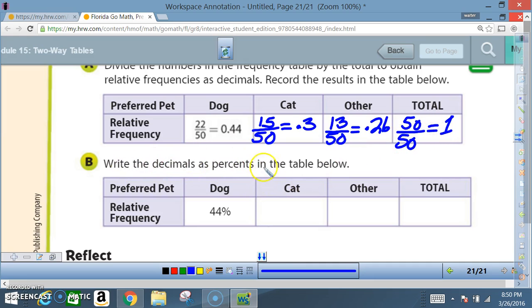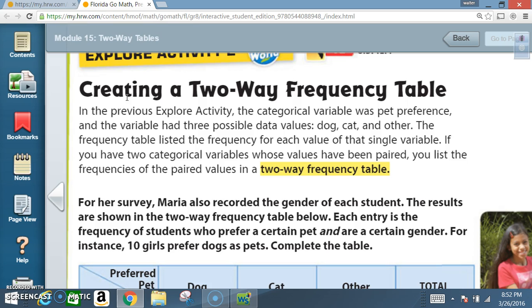Now write the decimals as percents in the table below. So 0.44 ends up being 44%, 0.3 ends up being 30%, 13 over 50 was 0.26, so it ends up being 26%, and of course 1, with your decimal 2 places, ends up being 100%. All right, now that's how you make a relative frequency table. Okay, let's continue.